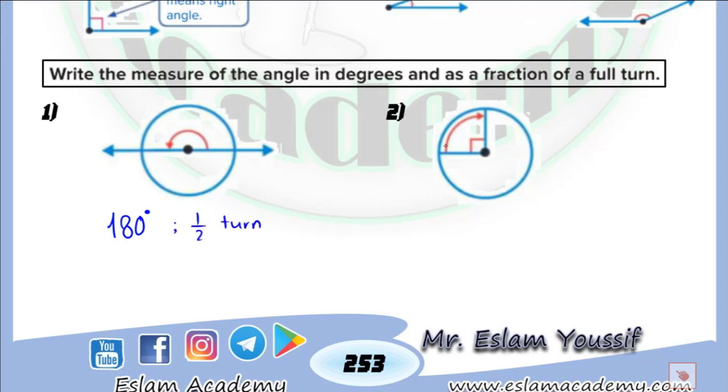But in question number 2, we have a squared corner. Squared corner means we have a right angle with a measure equal to 90. It will be represented by a quarter turn. So now we have one full turn equals 360, half turn equals 180 degrees, and a quarter turn equals 90 degrees. And that's the relation between the circle and the measure of the angle.